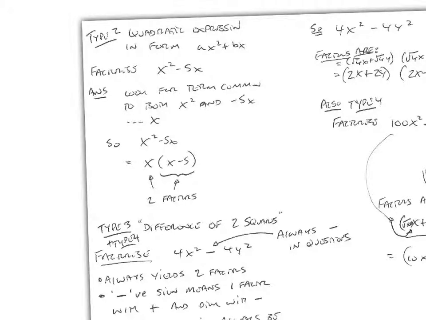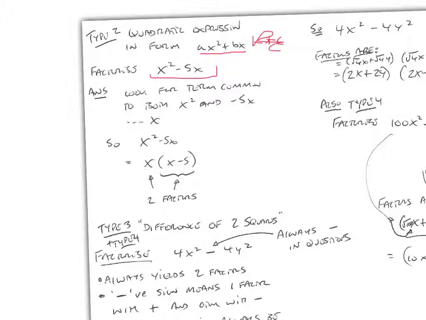So we're looking to factorise now the second type, and again it's a quadratic expression, but it's in the form of x squared plus bx. There's no plus c in this form. So it's just x squared plus bx, something like x squared minus 5x. So how do we solve this?